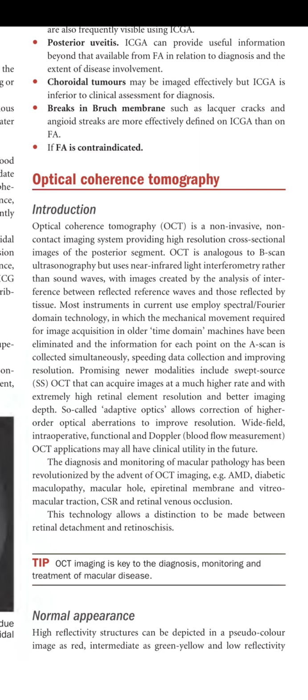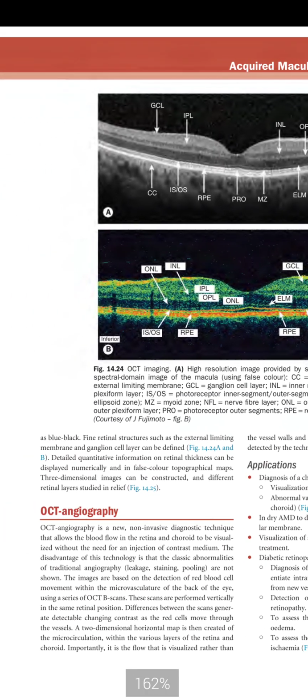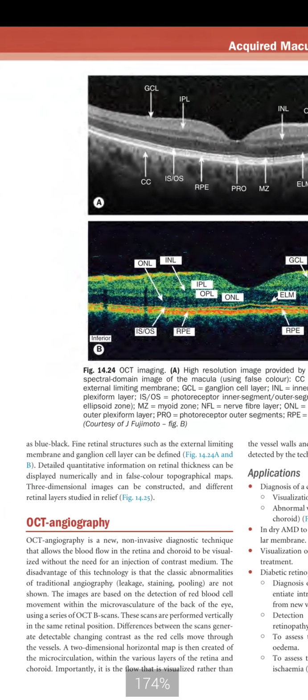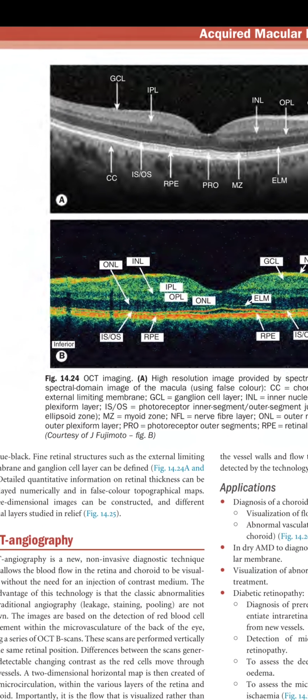So how does a normal OCT appear? Normal appearance: high reflectivity structures can be depicted in a pseudo color image as red, intermediate as green yellow, and low reflectivity as blue black. Fine retinal structures such as the external limiting membrane and ganglion cell layer can be defined. Detailed quantitative information on retinal thickness can be displayed numerically and in a false color topographical map. Three-dimensional images can be constructed and different retinal layers studied in relief.